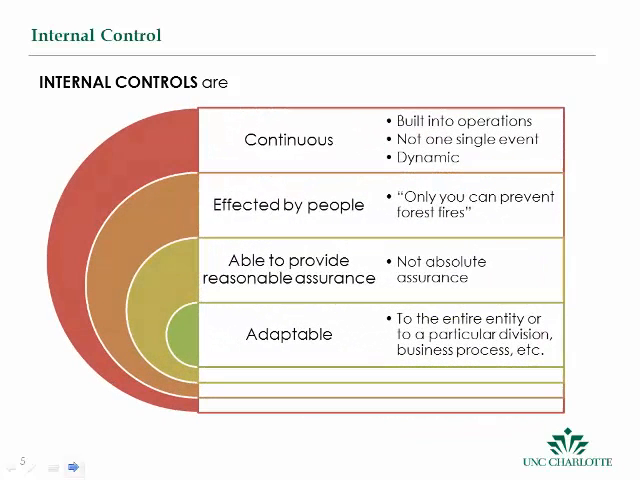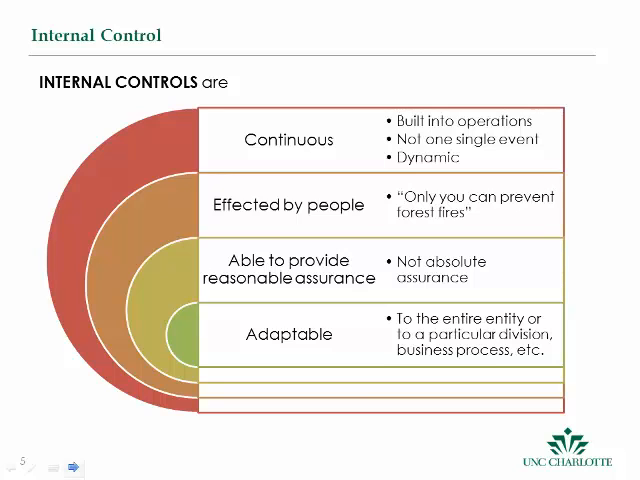Internal controls also have the following characteristics. They are continuous, since they are not just one single event but built directly into operations, and they are dynamic to accommodate for an ever-changing environment. They are affected by people. In other words, internal controls aren't going to happen by themselves. It's like the U.S. Forest Service's old campaign slogan, "Only you can prevent forest fires." If we're introducing the risk to the process, then we also have to introduce and implement the control.